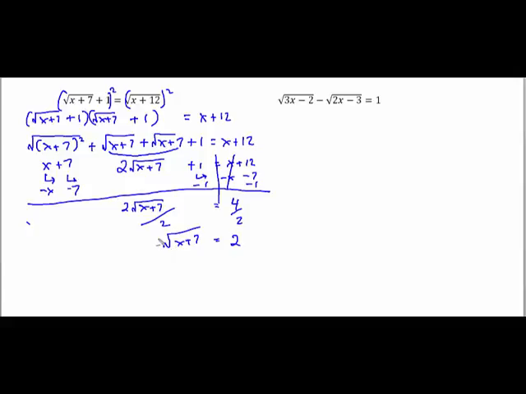All right, now I square both sides. Oh man, I better check my answer when I get done with this thing. This gives me x plus 7 is equal to 4. All right, subtract 7 from both sides. X is equal to negative 3.